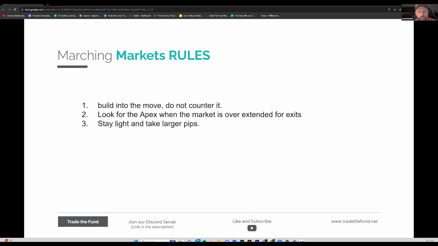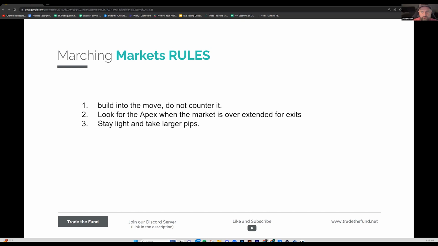And then lastly, the third rule of a marching market is to stay light, but take larger pips, right? Simply meaning that we keep our positions relatively small, giving the market room to breathe while aiming for larger profit targets, right? It's kind of like making sure that we're trading with smaller position size, going for 10 to 20 pip gains, right? And we want to ensure that we give ourselves enough space for the market to maneuver.